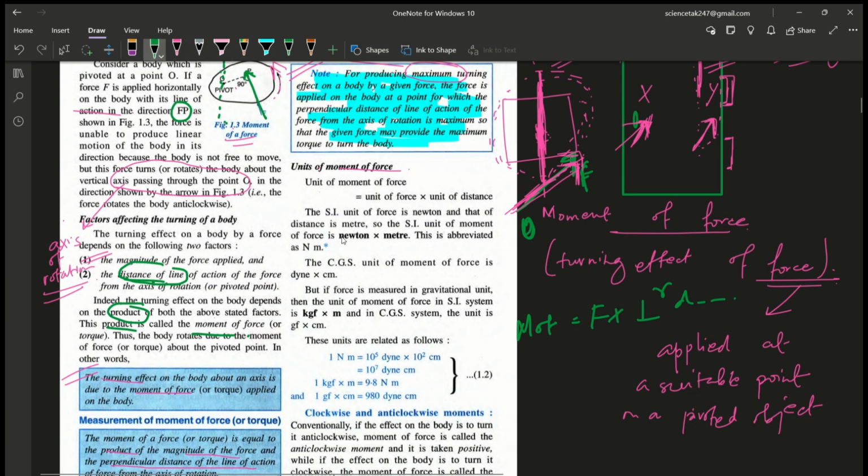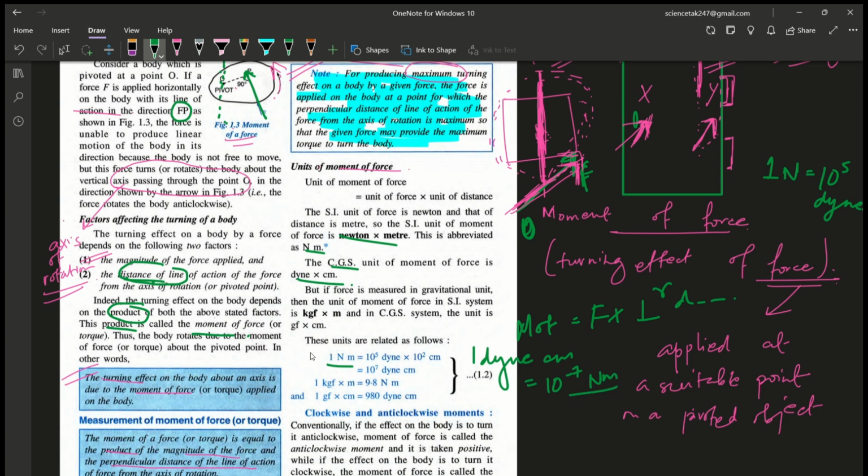Right? The CGS unit is the dyne centimeter. 1 Newton is supposed to be 10 to the power 5 dyne, right? And 1 meter is supposed to be 100 centimeter. Therefore, 1 Newton meter is 10 to the power 5 dyne into 10 to the power 2 centimeters, which becomes 10 to the power 7 dyne centimeters. So if I want to ask you what is 1 dyne cm, your answer is supposed to be 10 to the power minus 7 Newton meter. Reciprocal for this one. Right, students?